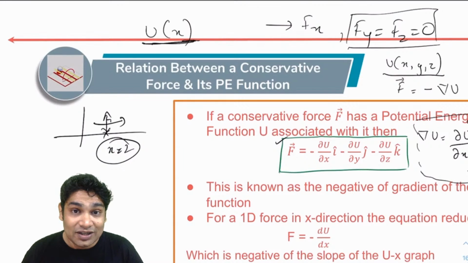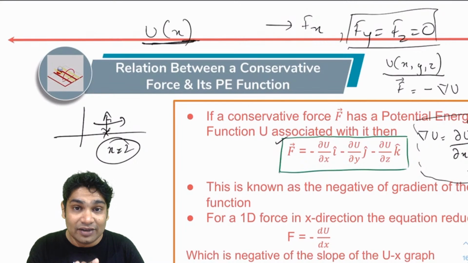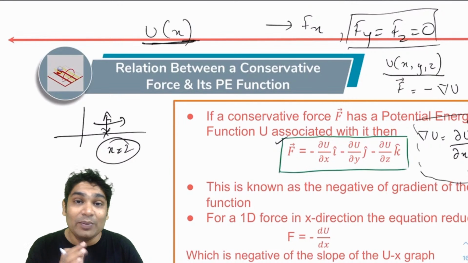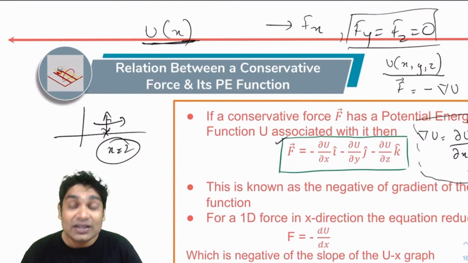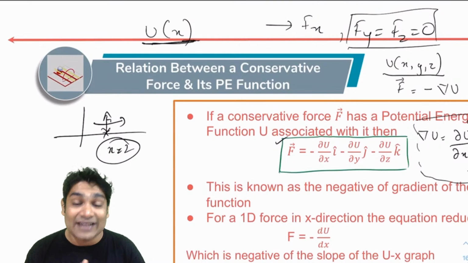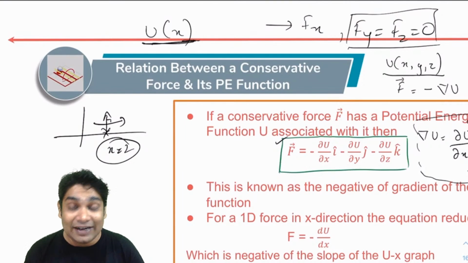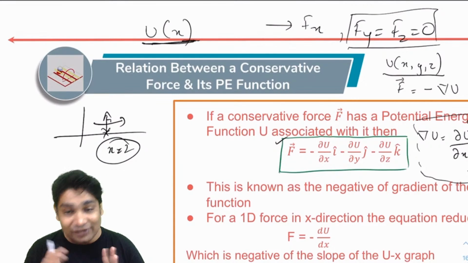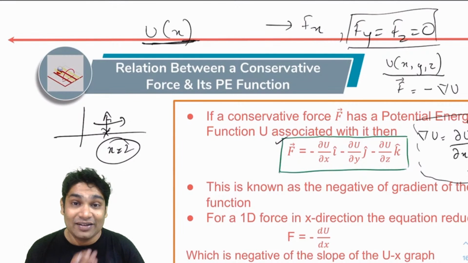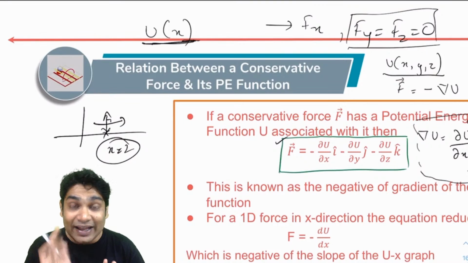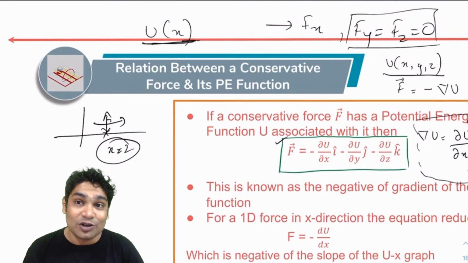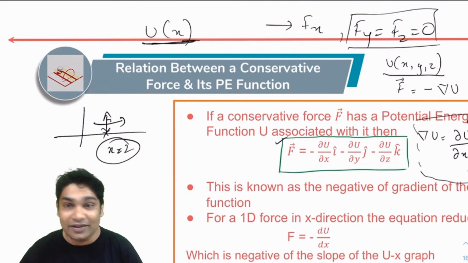For 1D force, the potential would be a function of only that dimension. If the force is in x, then u will be a function of x only. Similarly, if you have the 2D force, which had two components, one x and one y, then the potential energy will be a function of x and y. This z will not matter. If you have a 3D force which has three components, x, y and z components, then your potential energy comes out as a function of x, y and z, all the three.